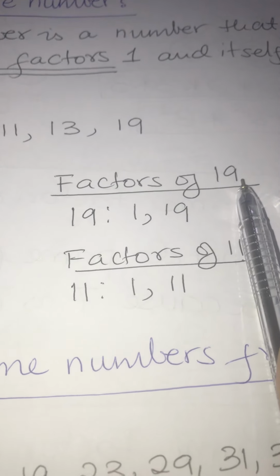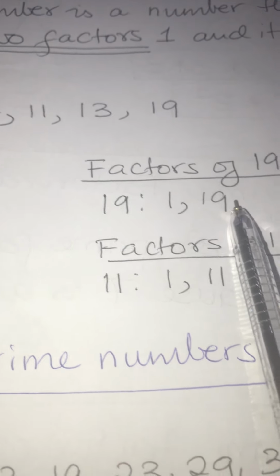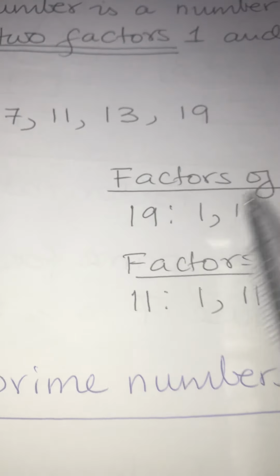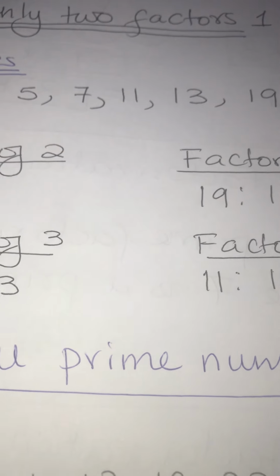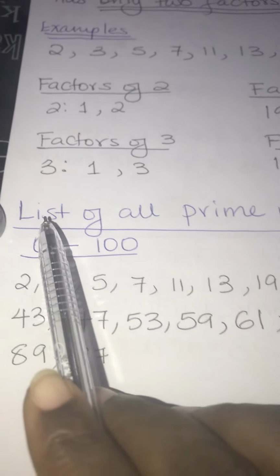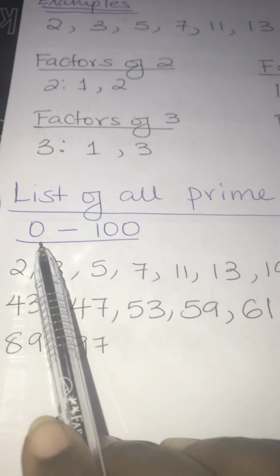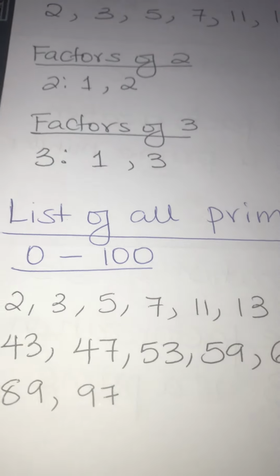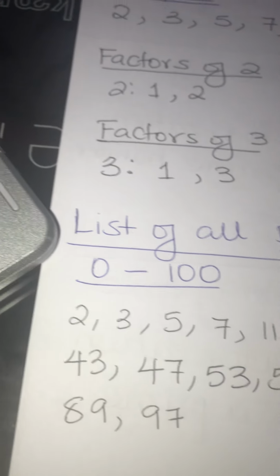The same with 19. There's only two factors of 19, that is 1 and 19. There's only two numbers you can multiply to give you 19. Only 1 and 19. No other number you can multiply will give you 19. Okay? Now, you should know all the prime numbers between 0 and 100. All of them you should know. Like the way you say your name.